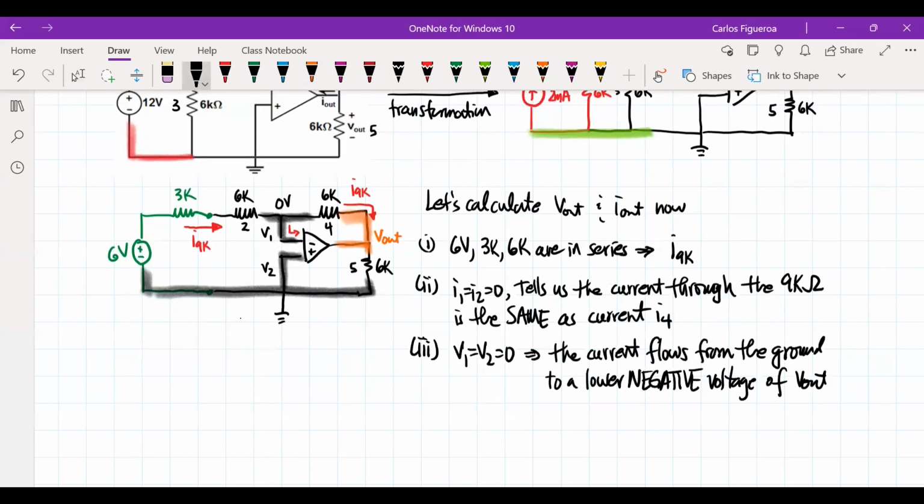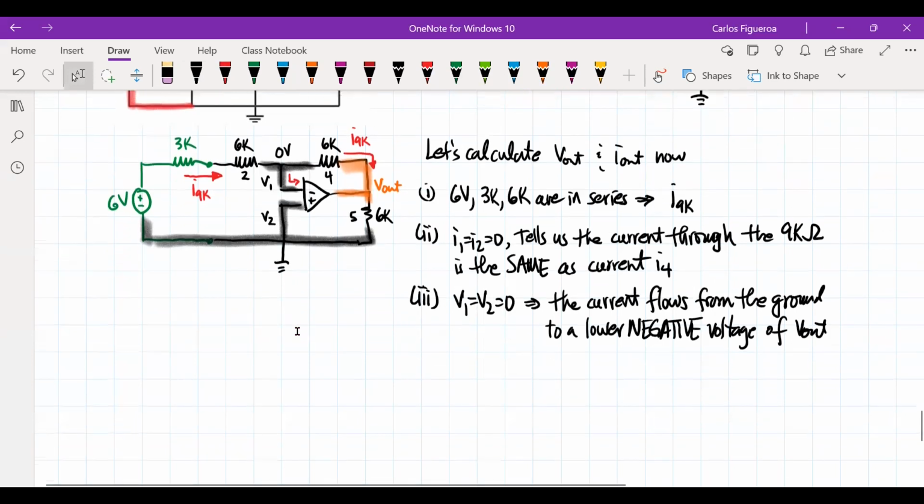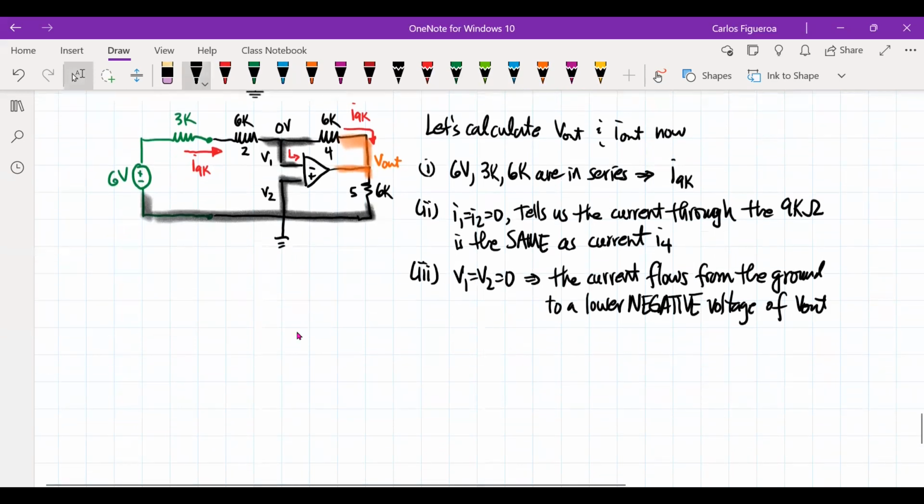So now let's calculate the details. So here we go. Now I'm going to calculate I9K. If I look at I9K, you're seeing here that, like I said, the 3, the 6, the 6 volts, the 3K, and the 6K are all in series here. So then that means I'm going to calculate I9K using Ohm's law.